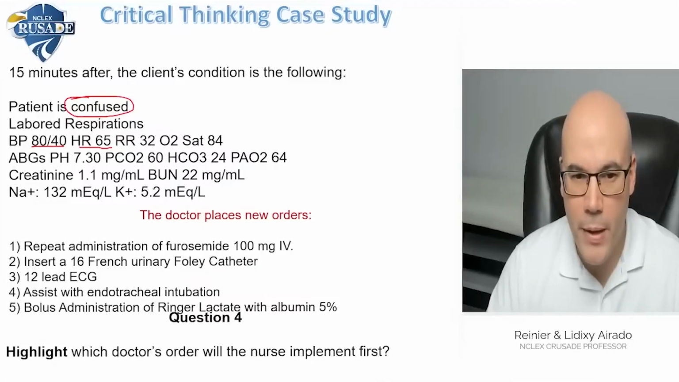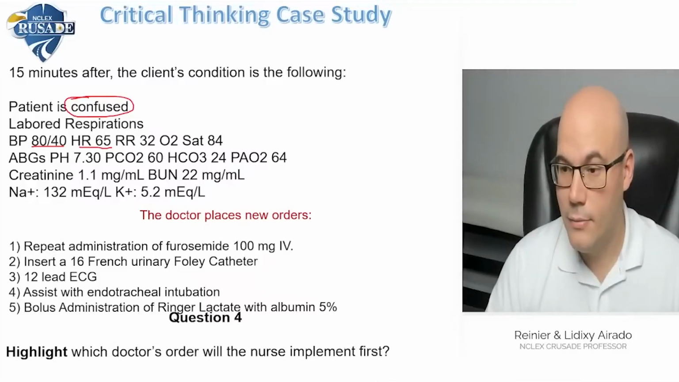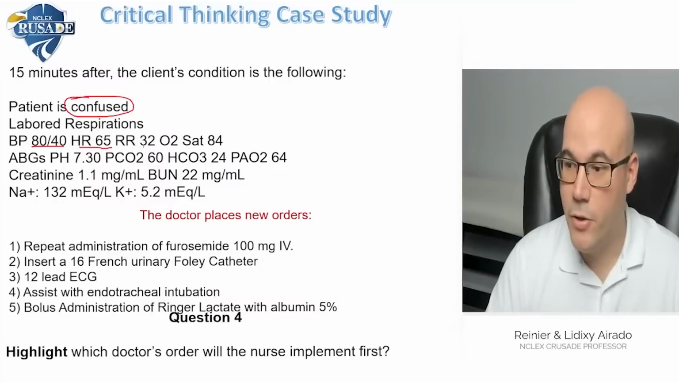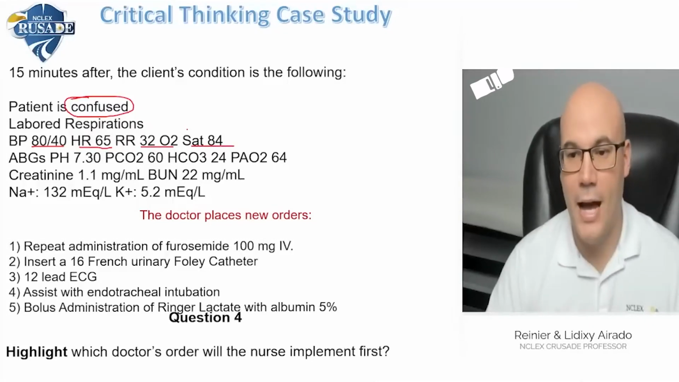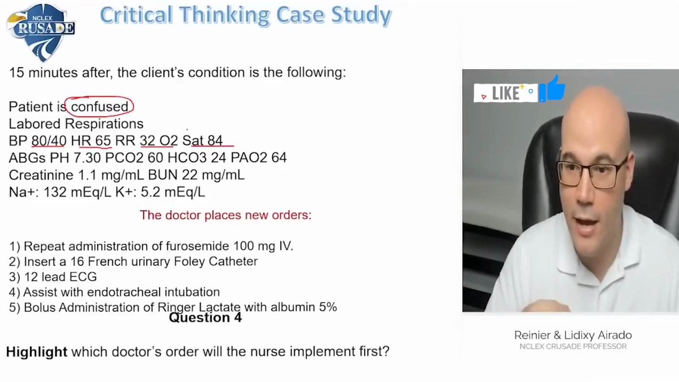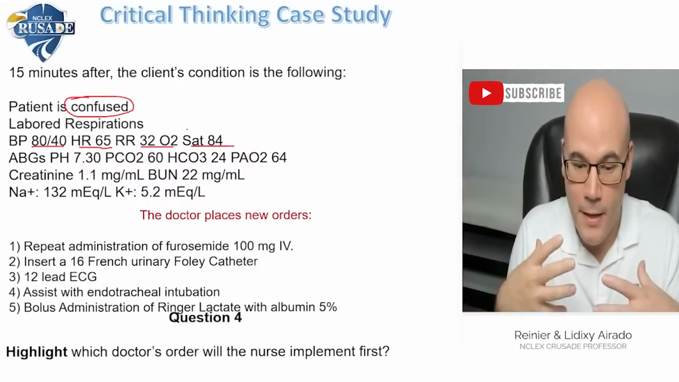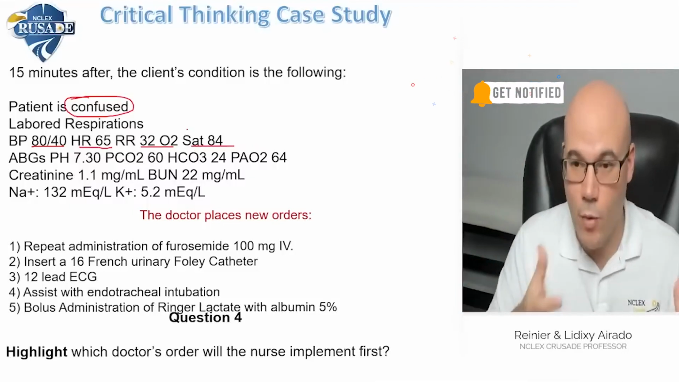With that low BP, the heart rate should be higher to compensate, right? But the patient cannot compensate. Respiratory rate 32 and oxygen saturation still 84. After what? After the oxygen that you gave, that you increased the flow. Remember, your actions are into play, what you've done so far.